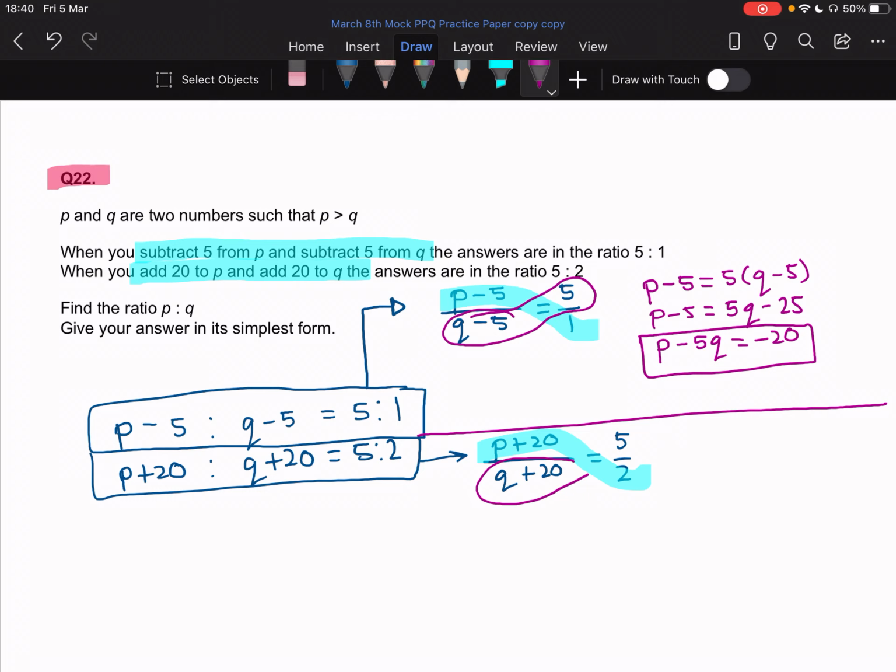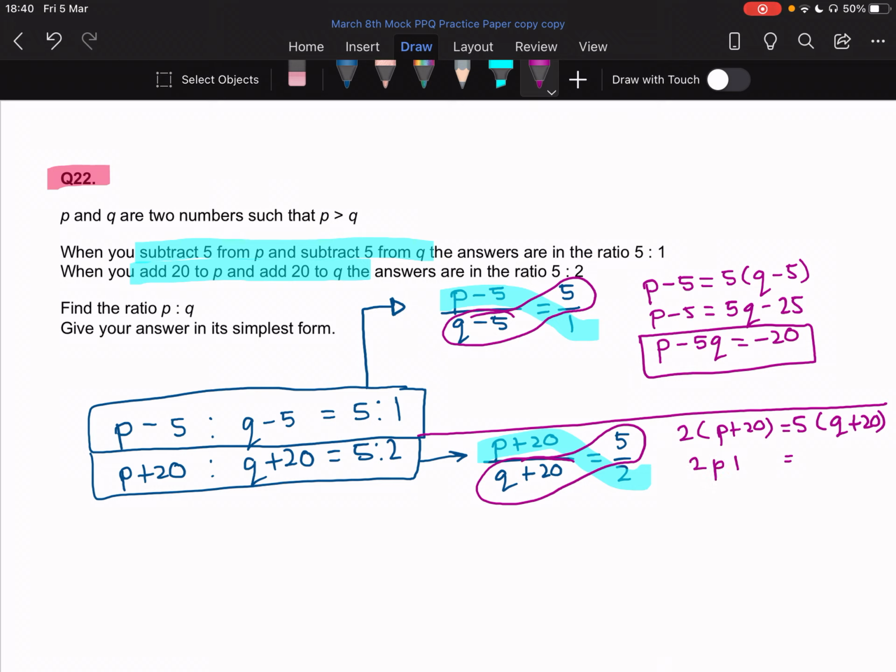So we cross multiply like so. So I know that I have to do P plus 20 times 2, so that's 2 bracket P plus 20. And that's going to be equal to, so that's the blue path, 5 times Q plus 20, and that's the purple path, shall we say. There's not really a purple, but let's not get into that.